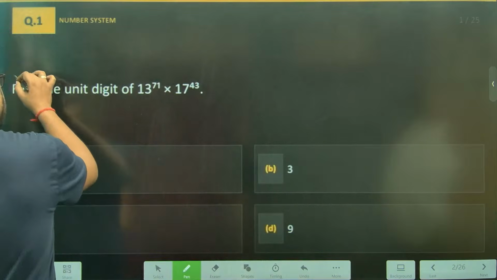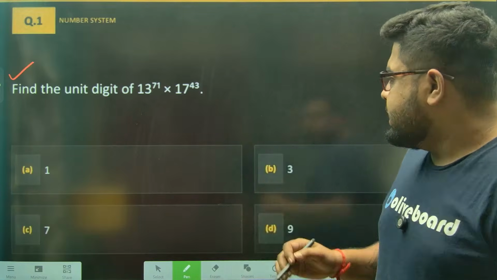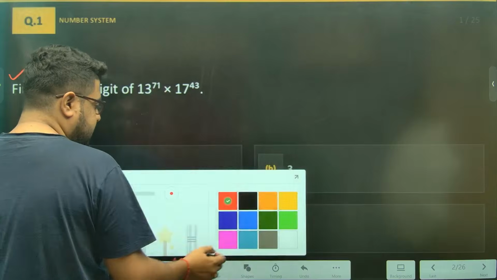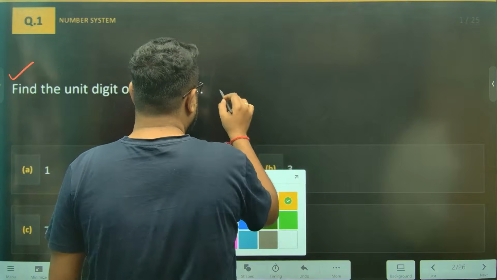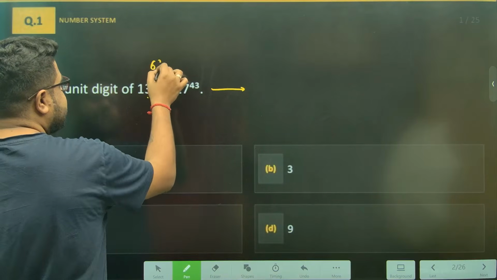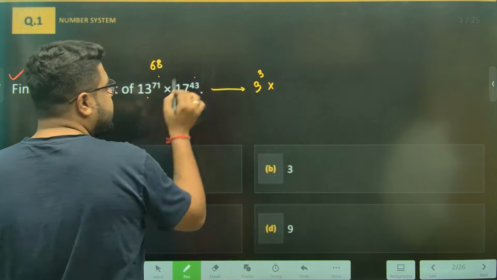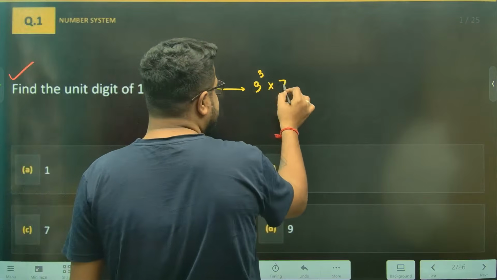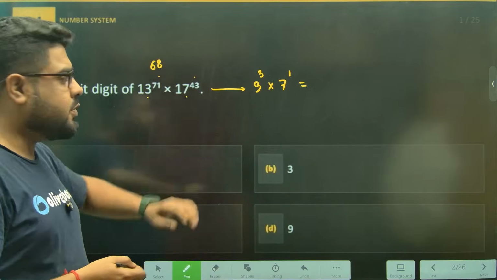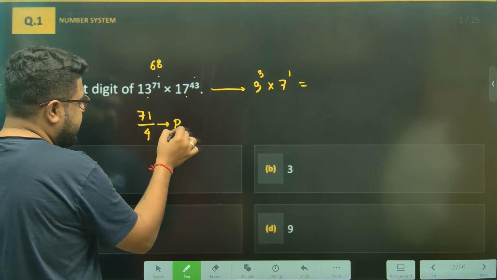First question: find the unit digit of this particular number. Sir, 7 and 3 both don't have any shortcuts, so we'll do it normally. Here, 3 to the power 71: 68 is divisible, so this is 3 cubed, into 7 to the power 43: 42 is divisible, so this is 7 to the power 1. Divisible by 4, because cyclicity for these numbers is always 4. So we are dividing the power by 4 and trying to find the remainder.